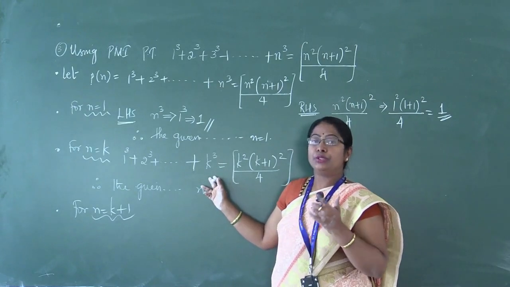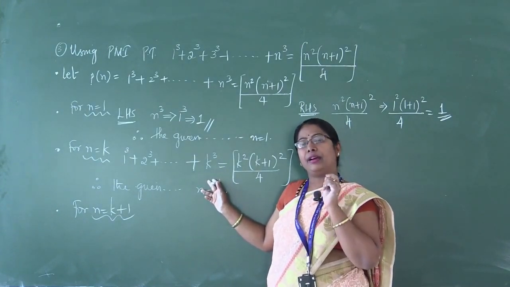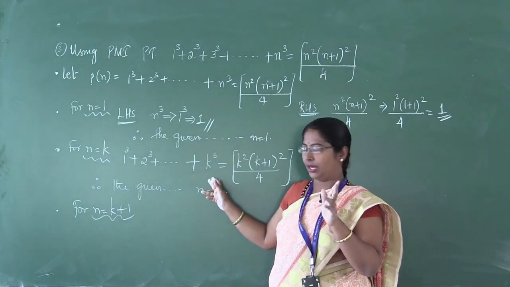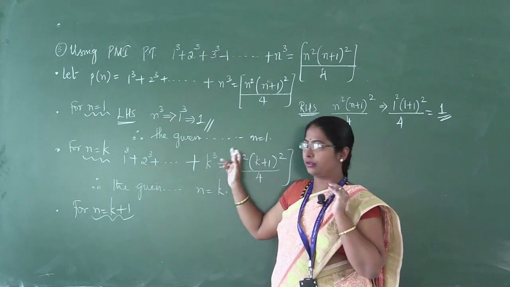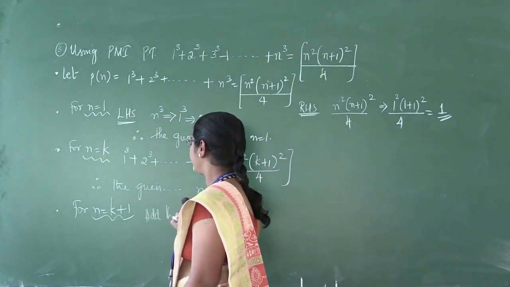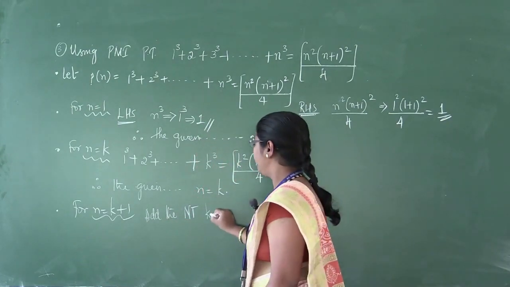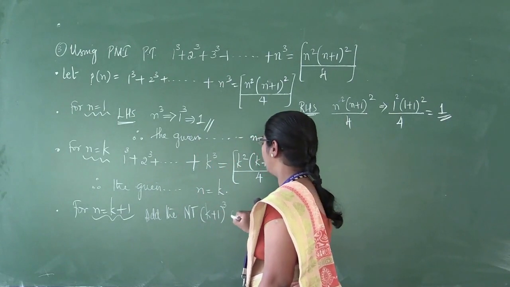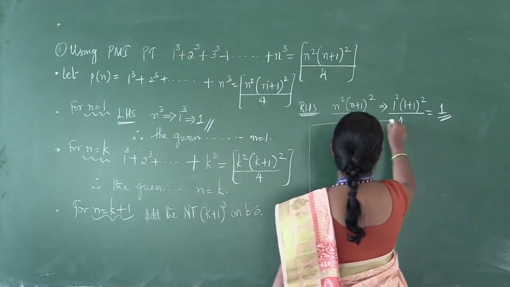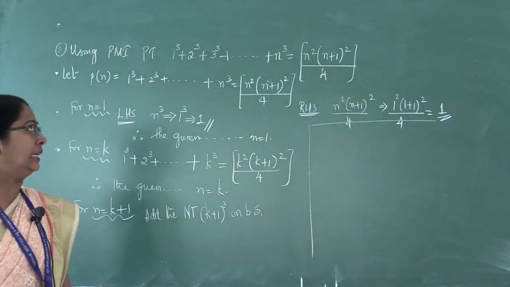K cube. So to get the next term, what should I add? Plus 1. And after adding plus 1, what term do I get? K plus 1. And I'm supposed to cube it according to the question. So add the next term, k plus 1 whole cube, on both the sides.